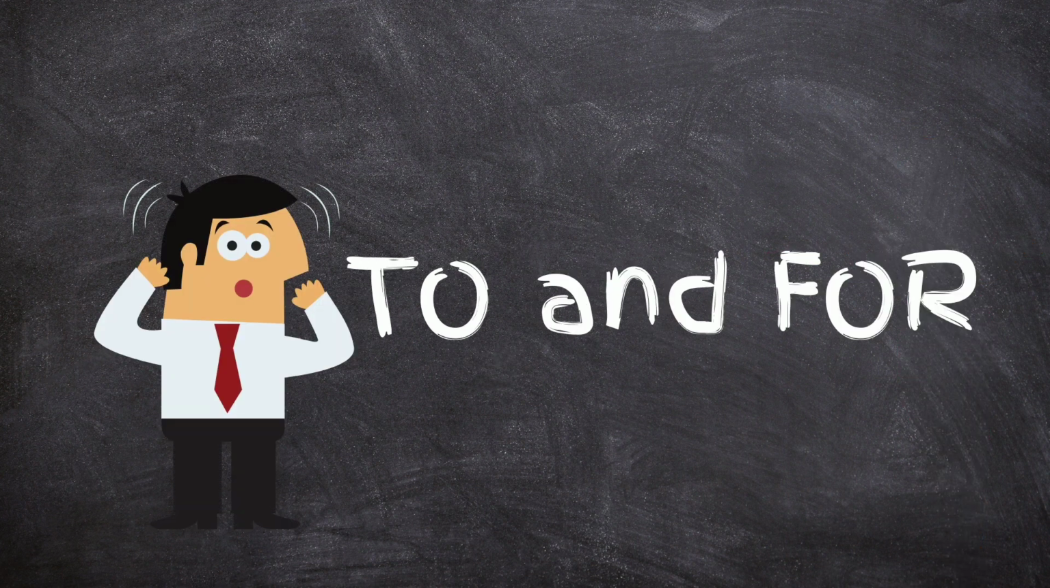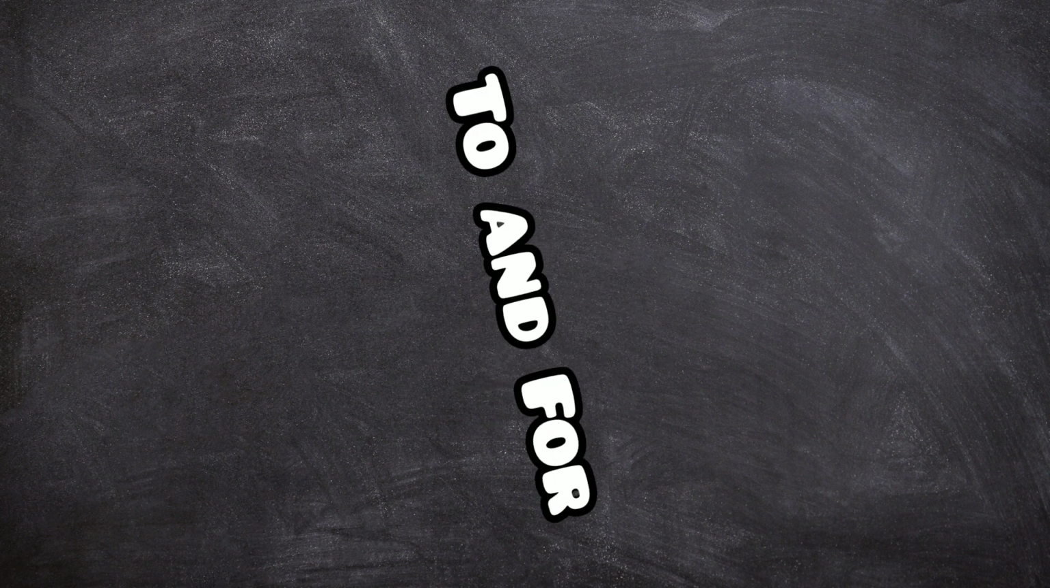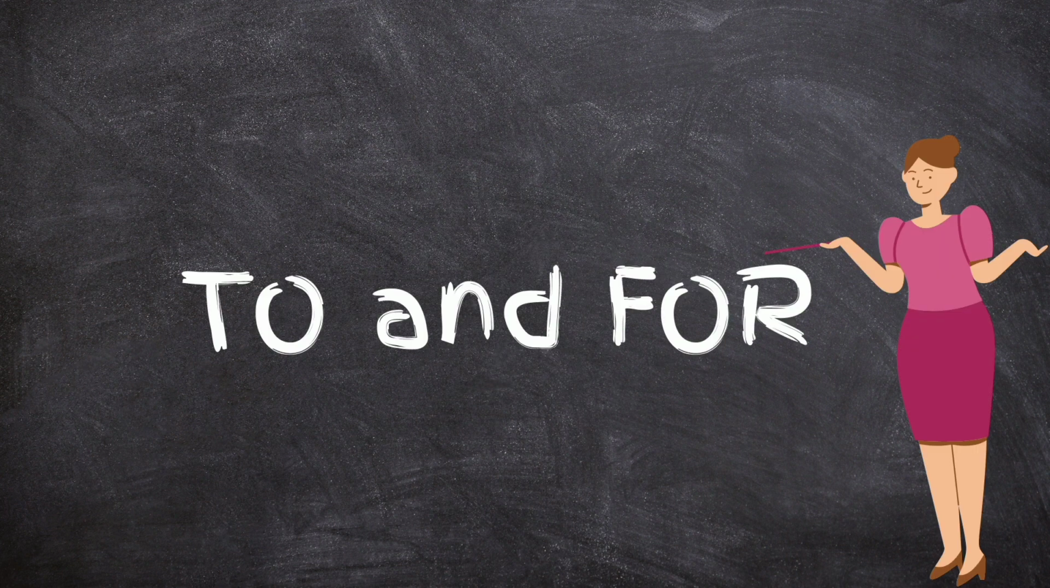I guess you have been confused at least once by these small words while writing or speaking. Though they look very small, the confusion they create is quite big. Also, if they are written in place of each other, the meaning completely changes. So, in this video, we are going to learn when to use "to" and when to use "for".